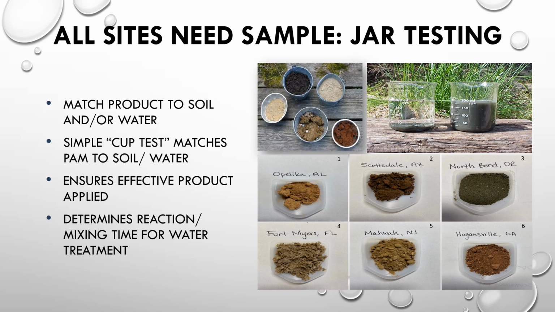So what we do is a simple, screening-level jar test. It's free of charge, and we can usually return the results for a single test the same or next day. We're taking the soil or water from the site and matching it to the different polymer formulations, making sure we have something that's going to react and work for that soil and water before we apply it. We also test the reaction time, so we know how much mixing and reaction time we require to form those flocs, to make sure they're big enough to be settled out or captured.